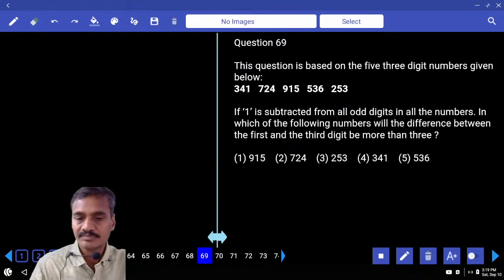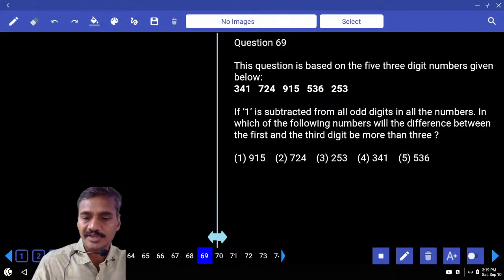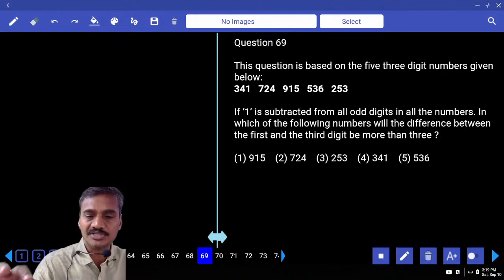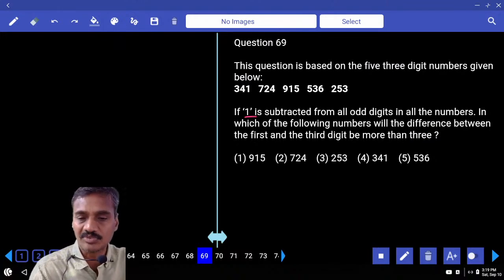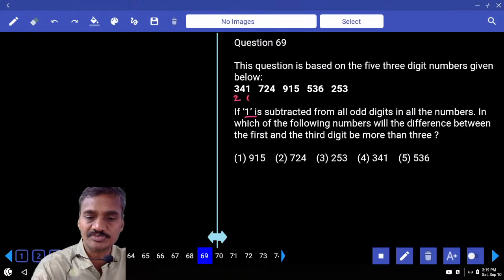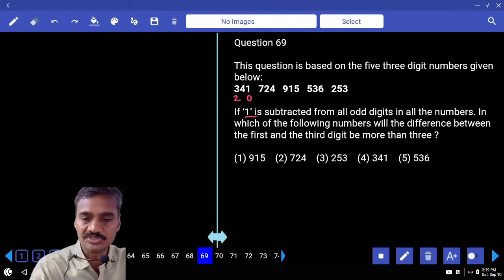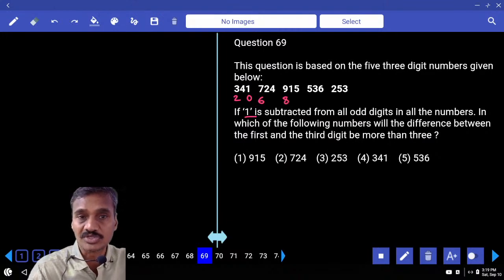Then 69. If 1 is subtracted from all the odd digits in all the numbers, in which of the following numbers will the difference between the first and the third digit be more than 3? 1 is subtracted from all the odd digits. Now here this is how much? This is 6, isn't it? And 6. Now here this is 8, and here the difference is how much? Next one 5 and 6. 5 and take it 4.